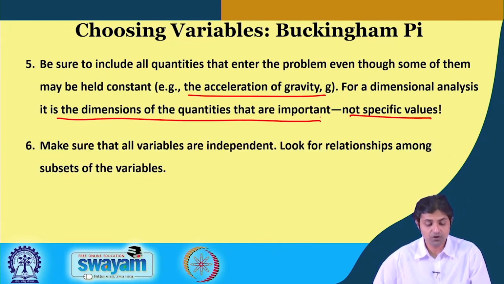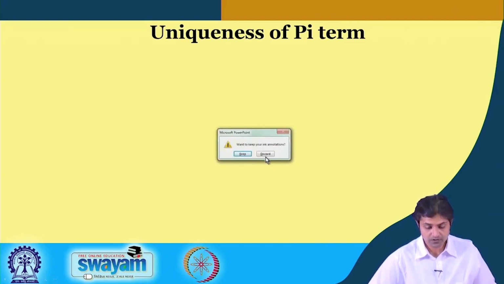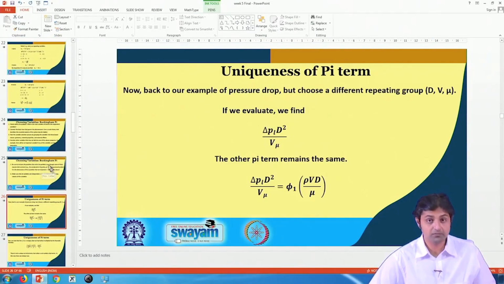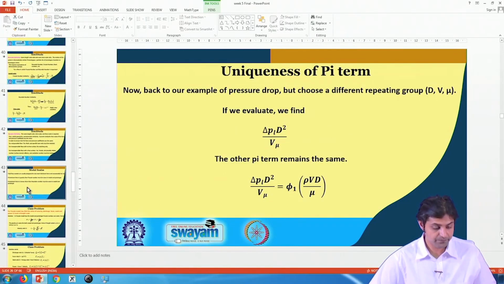You have to make sure that all those variables are independent. Look for relationships among subsets of those variables. Another topic is uniqueness of pi terms. The pi terms should be unique. Before actually going to this, I would like to solve one problem that I have included towards the end.